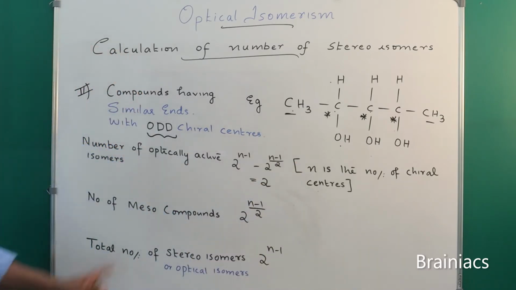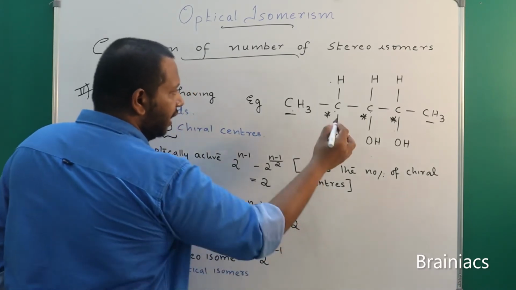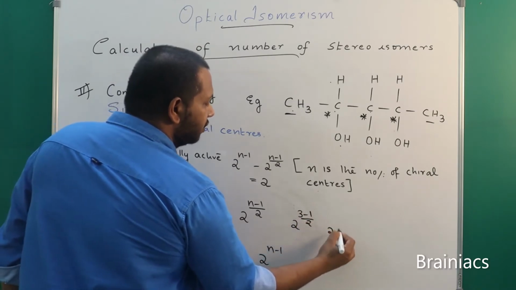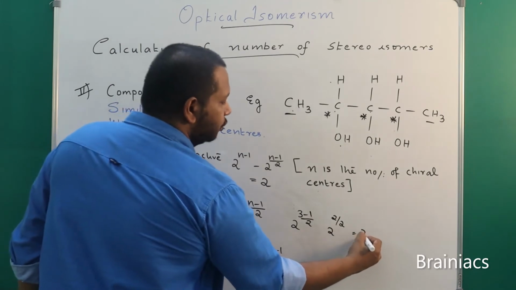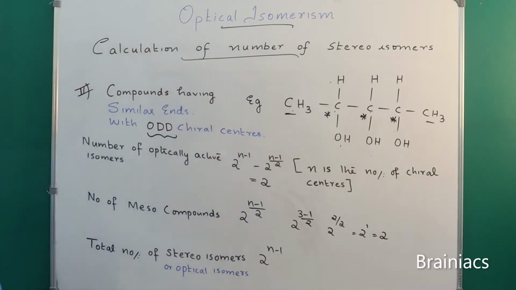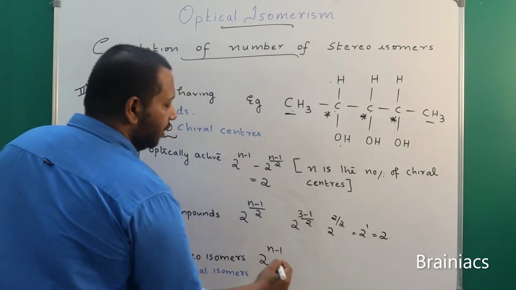Okay. Now the number of meso compounds here is equal to 2 power (n minus 1) by 2. So that is 2 power (3 minus 1) divided by 2, that is 2 by 2 again. So you will get 2 raised to 1, and you will get it as 2. Correct? Now next one, the total number of stereoisomers. The total number of stereoisomers is the sum of this and this. So I should get 4.